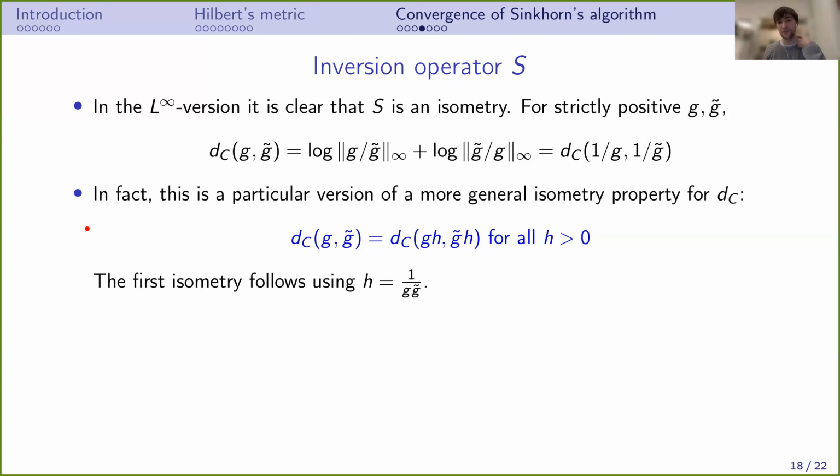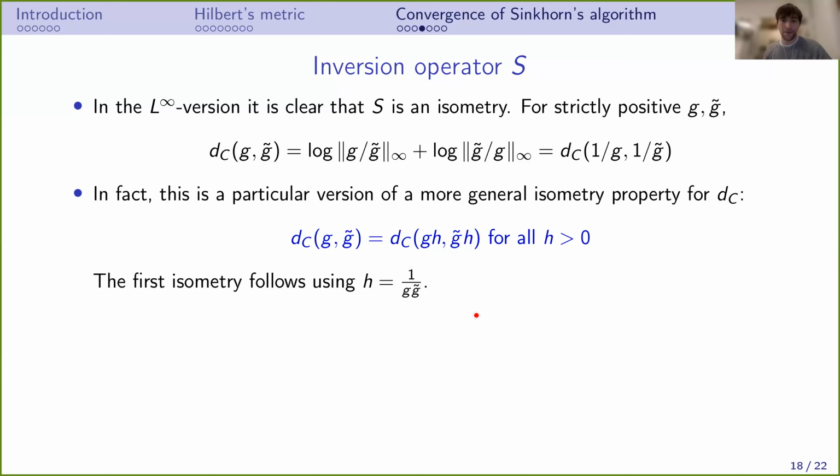And in fact, what I just recently recognized when preparing this talk is that this isometry property is a particular version of a more general isometry property for this baseline version of Hilbert's metric. So this more general property is that for some strictly positive function h, the distance between g and g tilde is equal to the distance between g times h and g tilde times h. And again, this is completely trivial. This function h simply cancels out in both of these fractions.